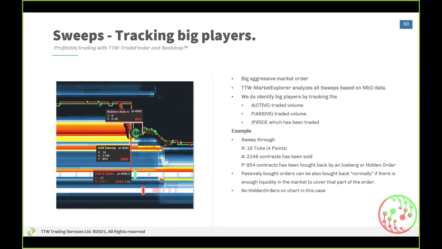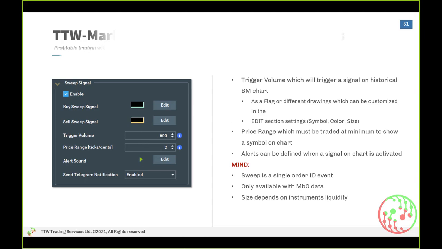Okay, that's what we talked about. Sweep tracking: big players, big aggressive market orders. The Market Explorer analyzes all sweeps based on market by order data. You won't see sweeps for Cedro, Kinetic, CQG, or IQFeed. Whatever you use, you won't see sweeps for that. We do identify big players by tracking the active traded volume, passive traded volume, and the price which has been traded. So we discussed that.